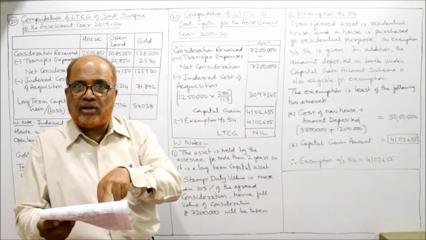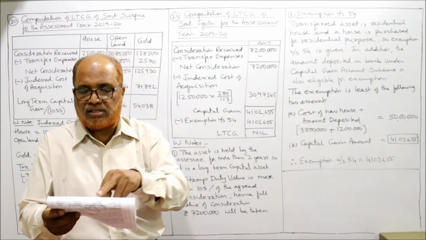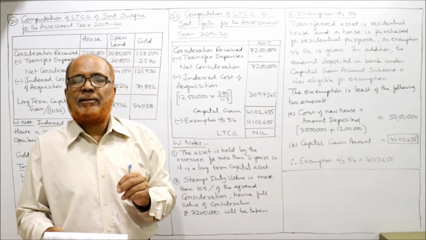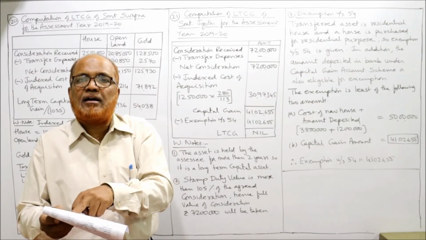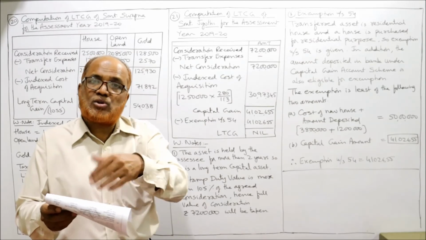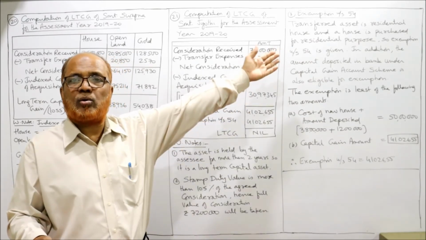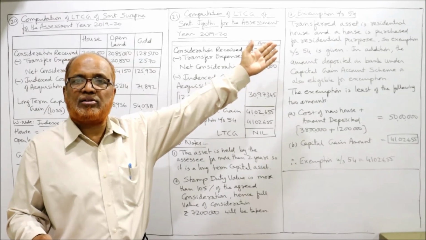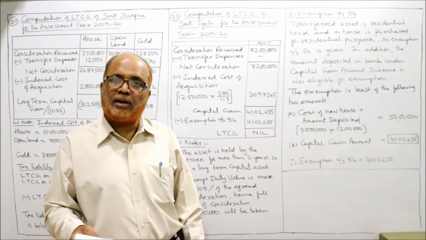Stamp duty valuation is 72 lakh. Actual consideration received is 60 lakh. If you calculate 105% of 60 lakh, you get 63 lakh, whereas government valuation is 72 lakh. So we should take 72 lakh rupees as the consideration received for computing long-term capital gain according to the provisions of the IT Act.